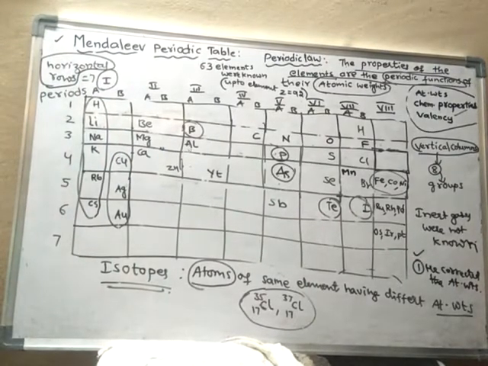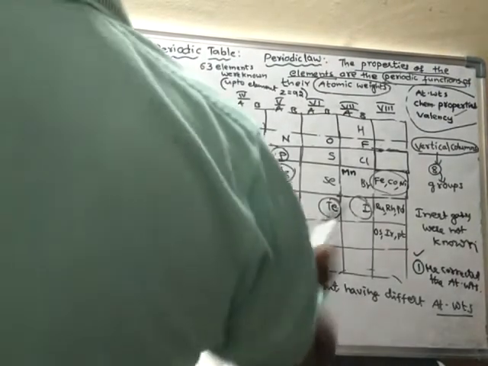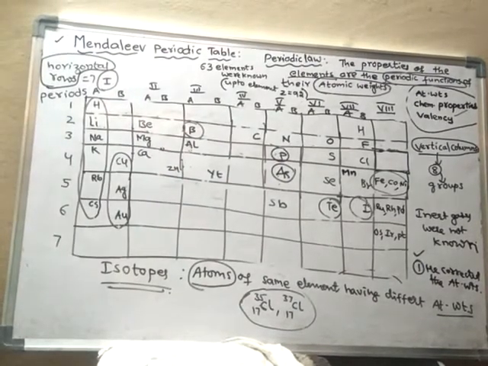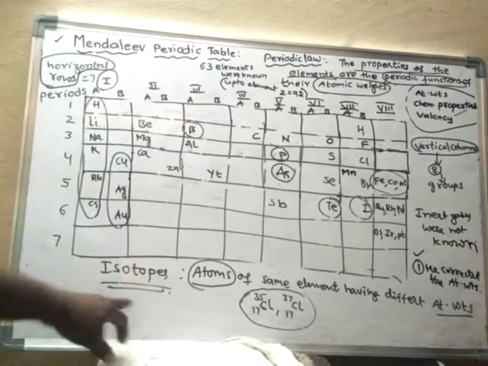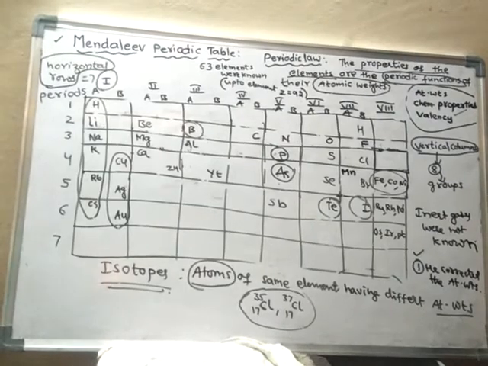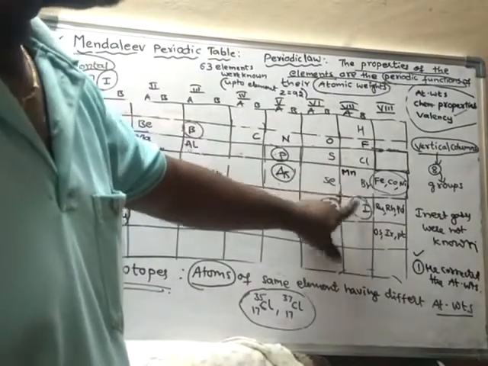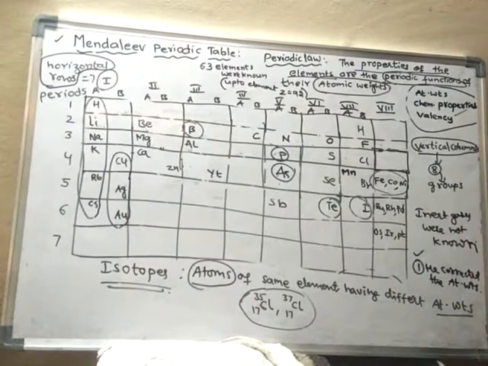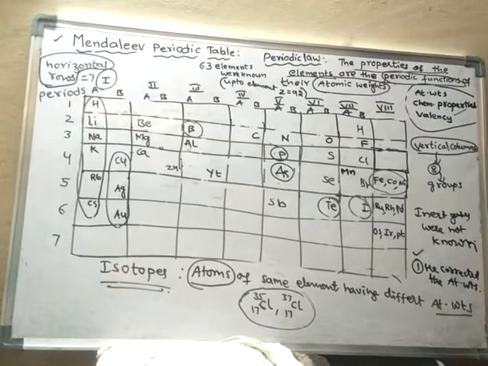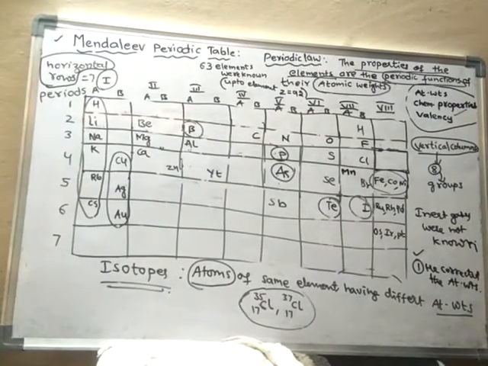That is one of the defects. And isotopes is one of the defects. He did not consider the isotopes while arranging the elements. And also he placed dissimilar elements together. It is also another defect. So like this, the Mendeleev periodic table has defects also.